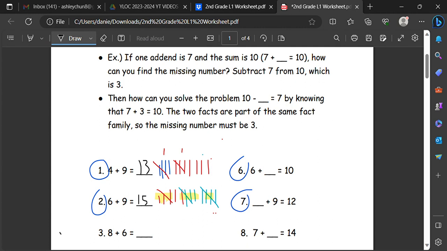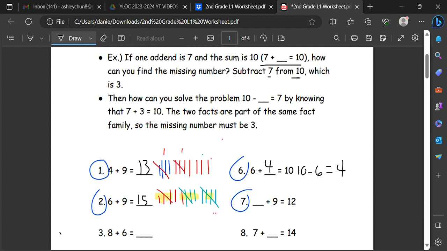This one is a bit strange. So if you look at the example up here, if the question looks like this, 7 plus blank equals 10, then you can just subtract this number by this number. So how about we try that? Instead of 6 plus blank equals 10, we can try 10 minus 6 is equal to what? And we know that 10 minus 6 is 4. So this blank slot would be 4 as well.